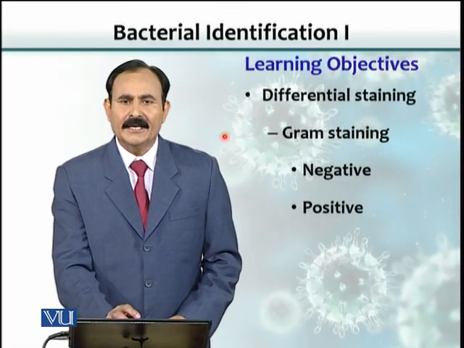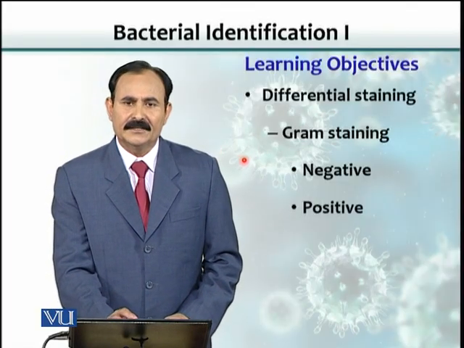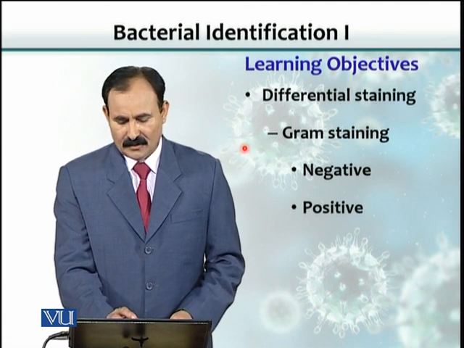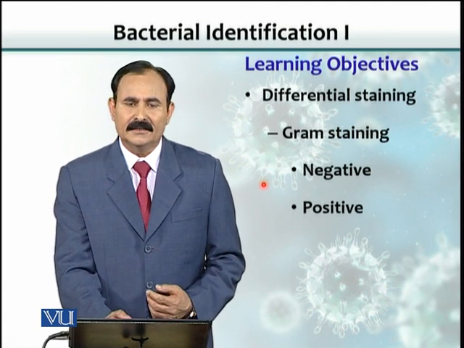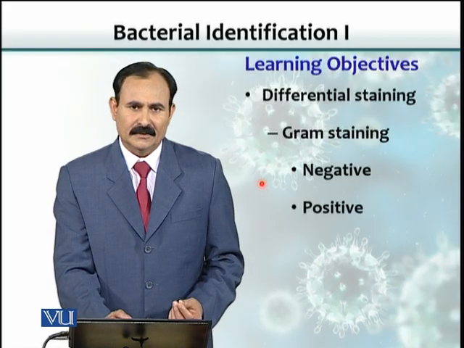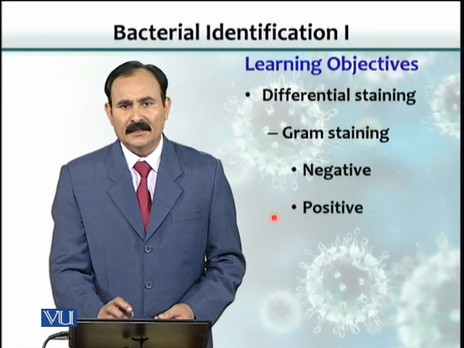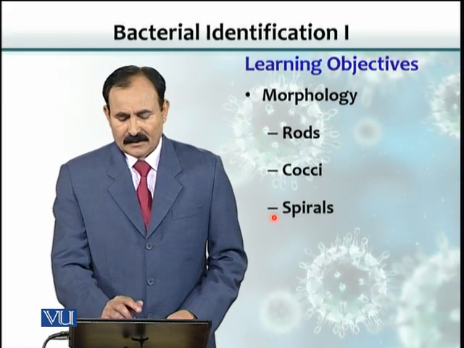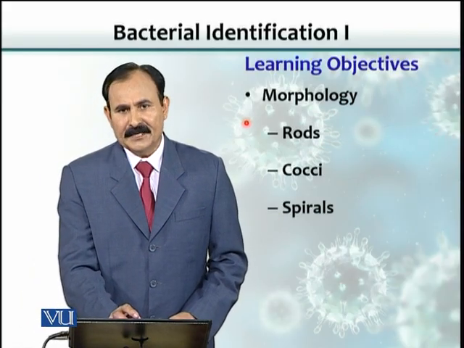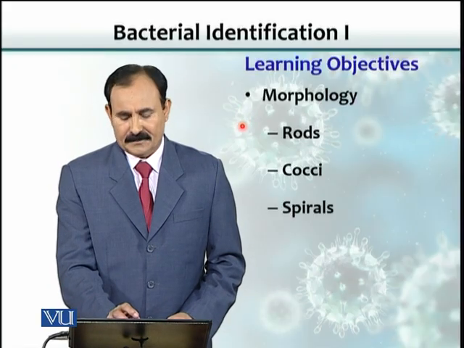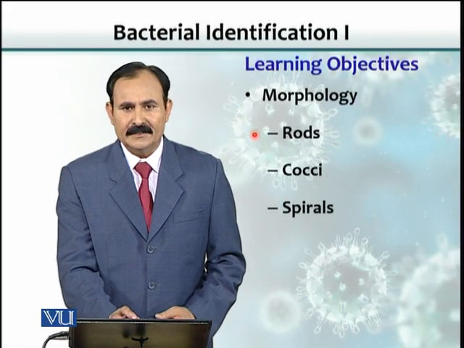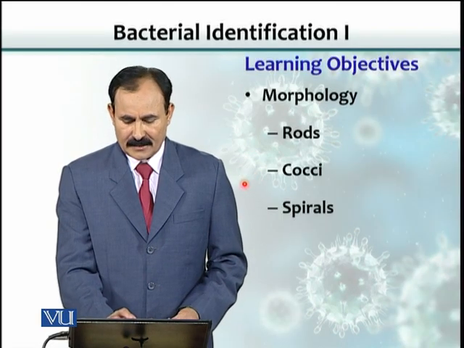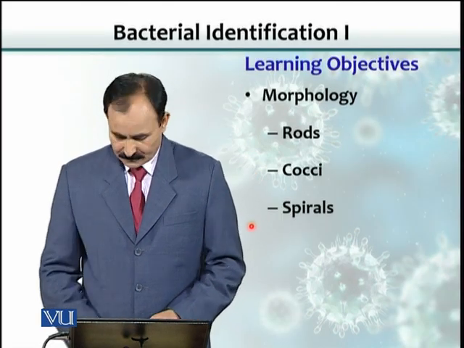In differential staining, as we saw, various stains are employed. A very good example is gram staining, where we can categorize microorganisms either into gram-negative or gram-positive groups. Similarly, based on the morphology of the organisms, they could be classified as having rods, or spherical, what we call cocci, or spirals.